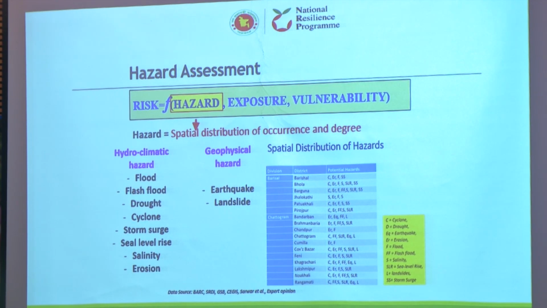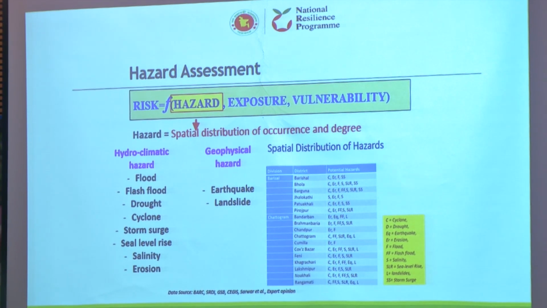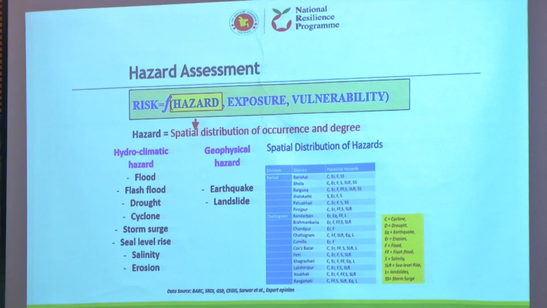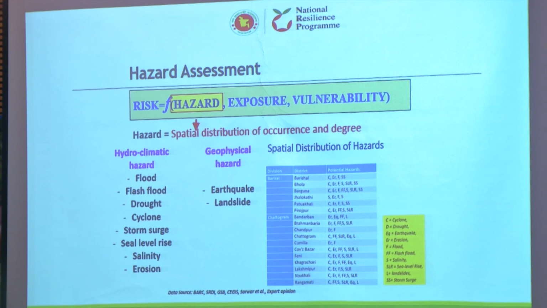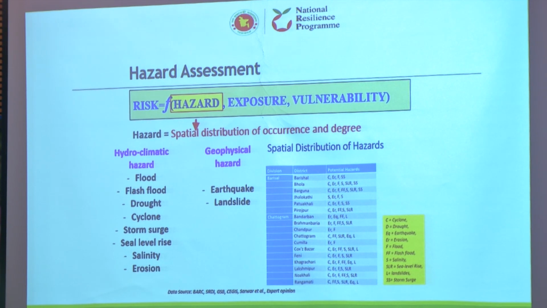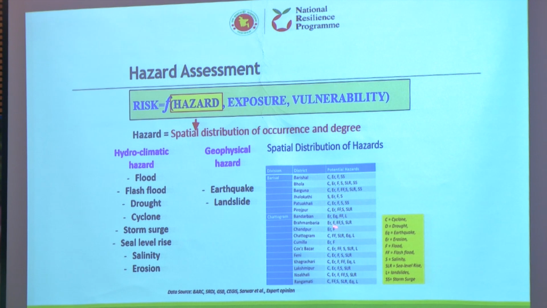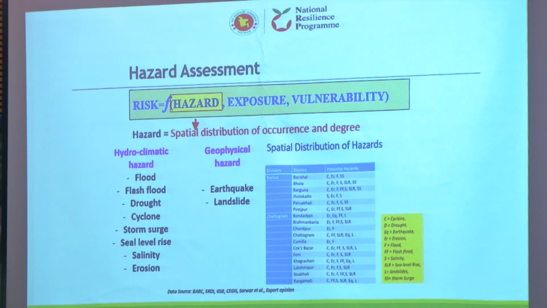So there are 5 classifications. They identify the districts, which area is affected by which hazard, and they classify each hazard on a 5 nominal scale: very high, high, medium, low, and very low. After that, they identify which particular district is affected by which flood or which hazards.